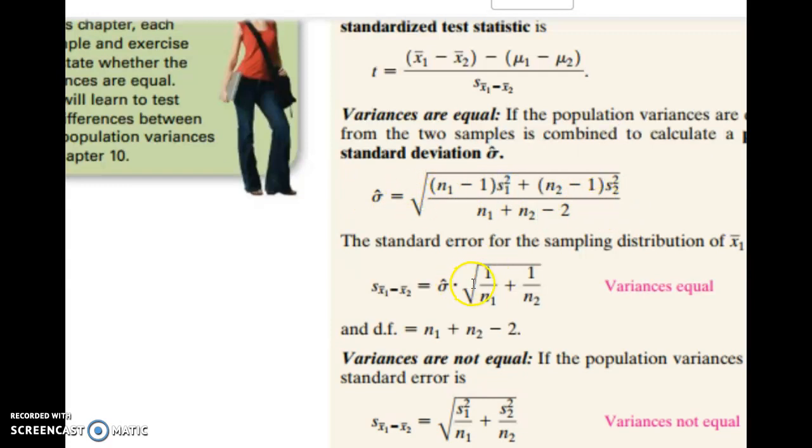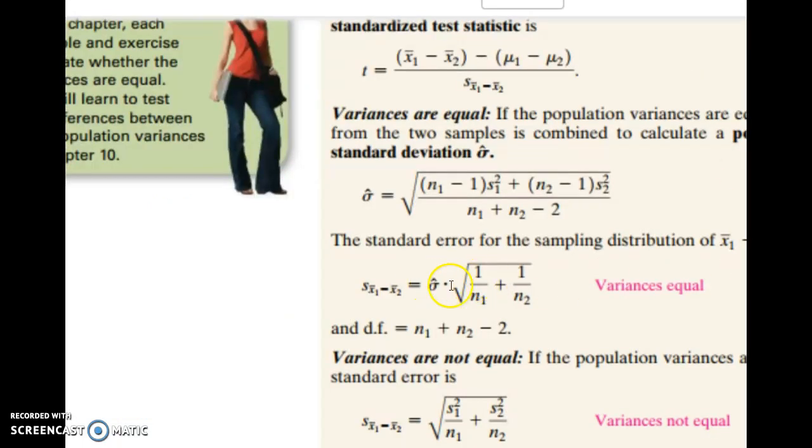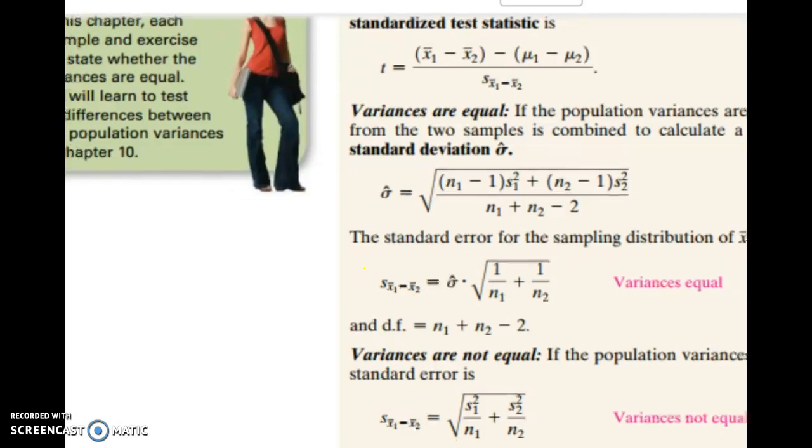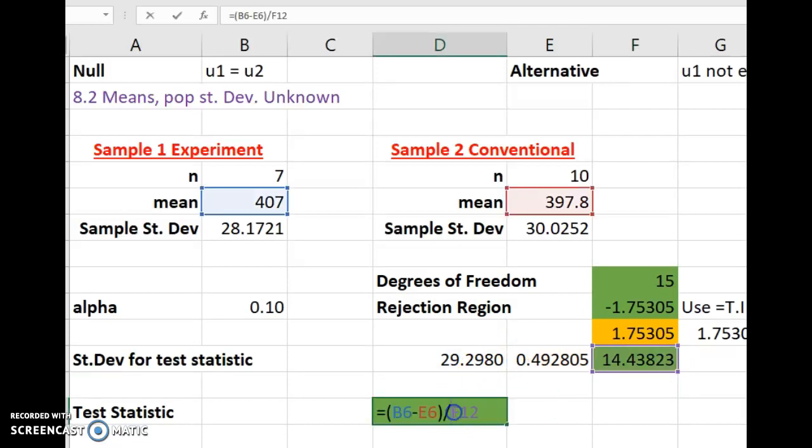And so then we're going to multiply it by that next square root, which is this number, 1 divided by the first sample size plus 1 divided by the second sample size, the square root of that sum. And then you have those two numbers that you're multiplying together, and that gives you the standard error that you want. And so that's what I'm doing here, just multiplying those two results together. And so then finally, to get the test statistic for our particular samples here, we take the mean of each sample, subtract sample 1 minus sample 2, and divide by that standard error.